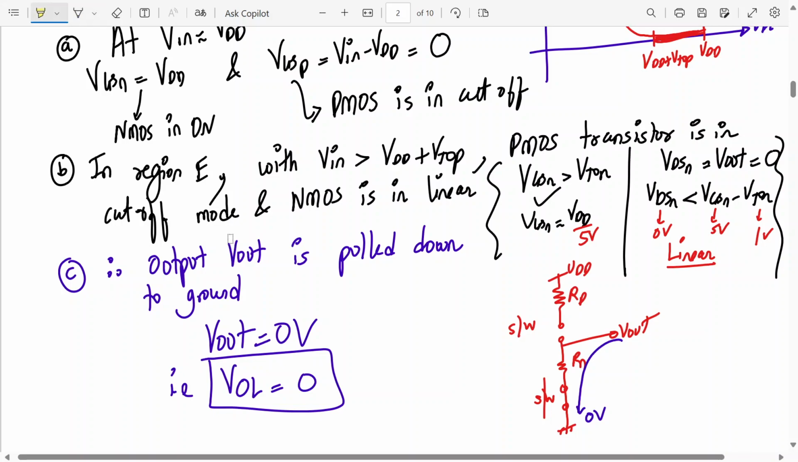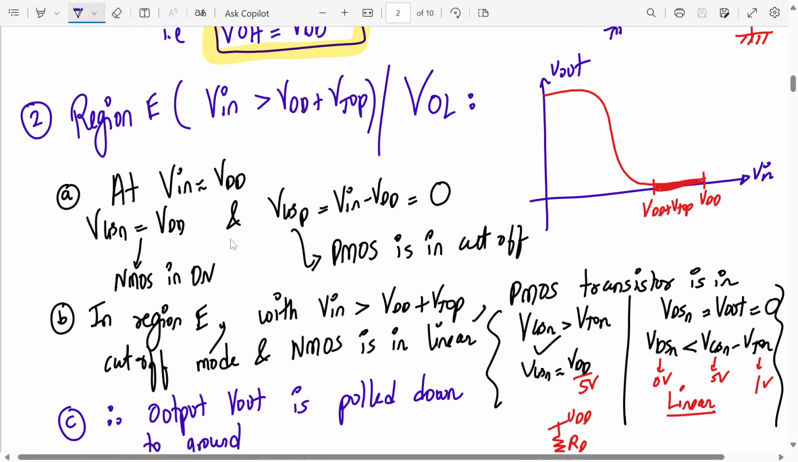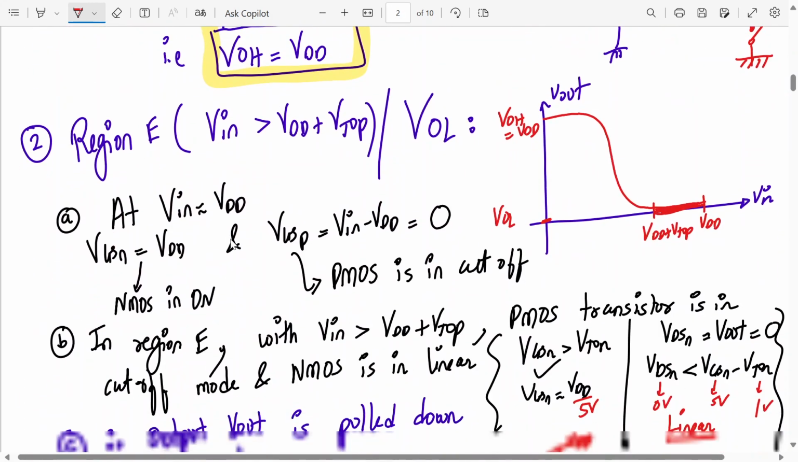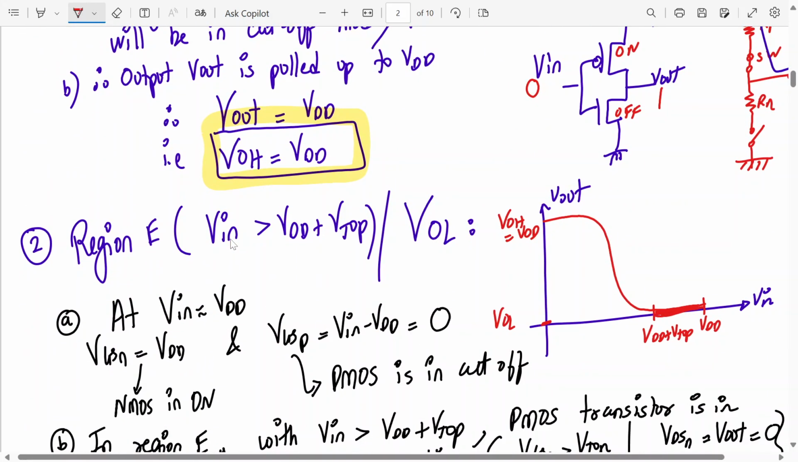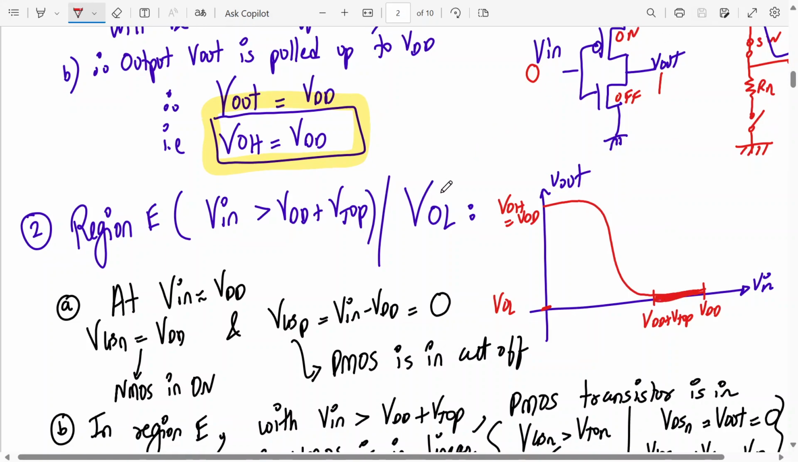Let me put it inside the box for you all to remember. This is the region number, let me mark it on this curve. This is what I'm talking about, VOL. VOL is over here, and it is 0 for a CMOS inverter. VOH was right at the top here, which was equal to VDD, and VOL is 0 for a CMOS inverter. That is what we have seen. So regions A and E are done. Region C we have already found out in the last class, the switching threshold expression.